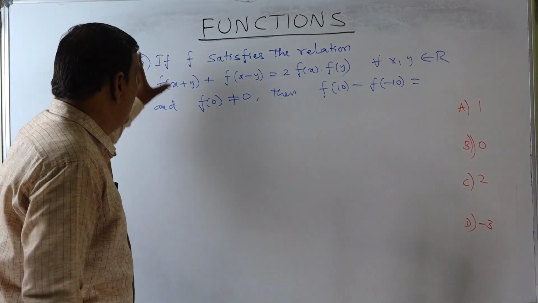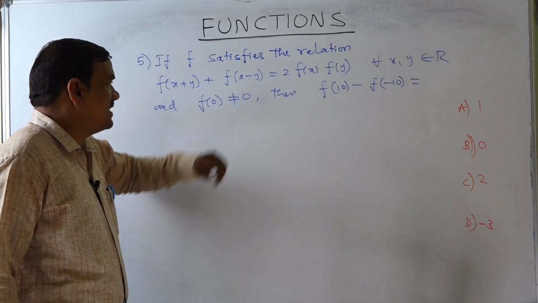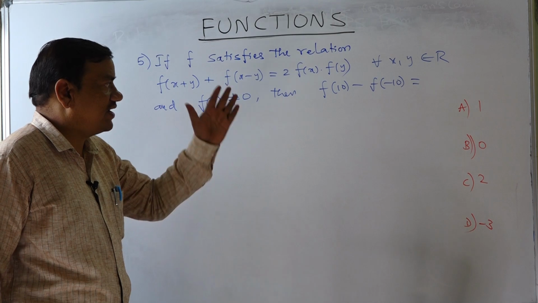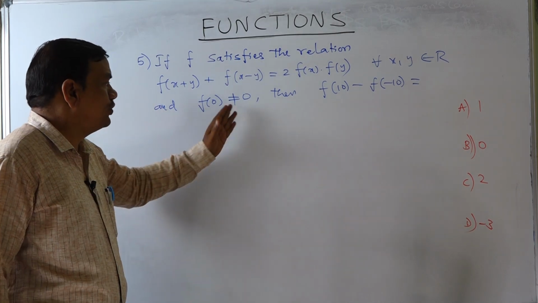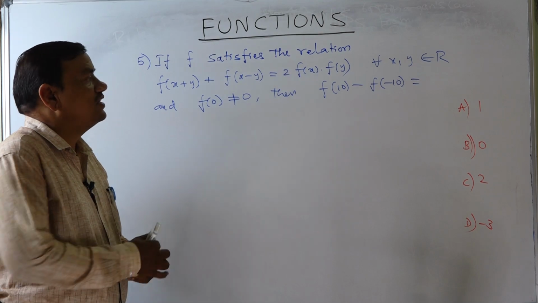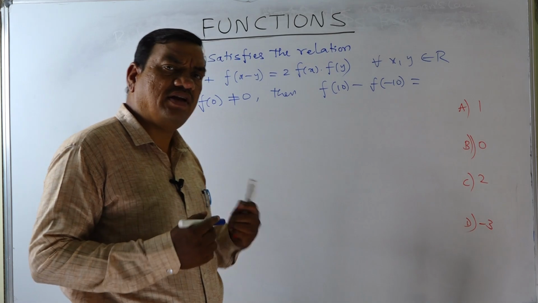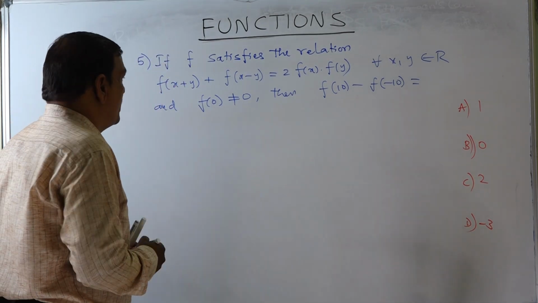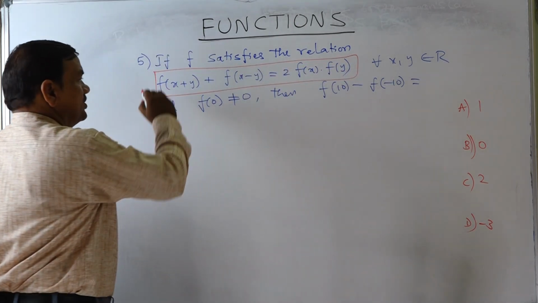Welcome to this problem. If f satisfies the relation f of x plus y plus f of x minus y is equal to 2 times f of x times f of y for all x, y belonging to real numbers, and f of 0 is not equal to 0, then we are asked to find f of 10 minus f of minus 10. Here it is given one functional equation.